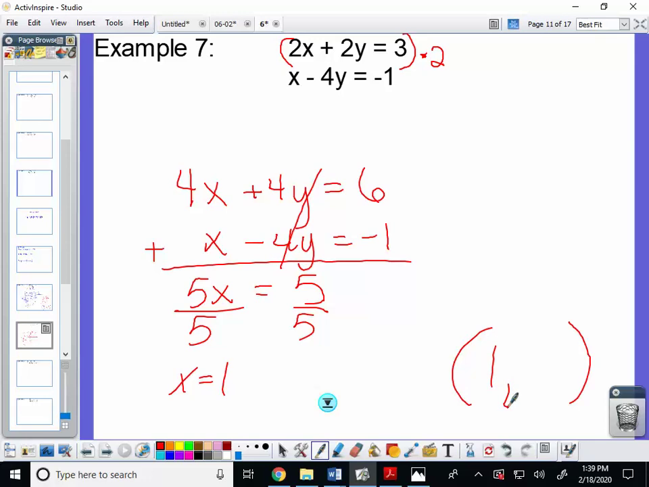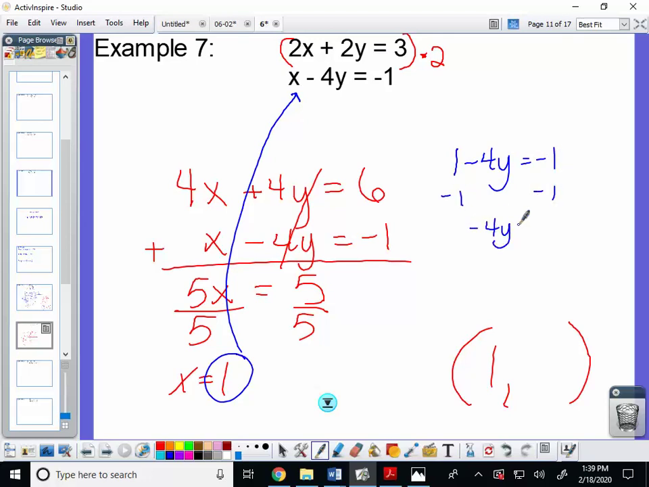One comma something. Let's put 1 back in. Does it matter what equation? It doesn't. Pick an equation with an x and a y. Let's use the second equation. 1 in for x, I'm going to put it right there. 1 minus 4y equals negative 1. Subtract 1. So negative 4y equals negative 2.